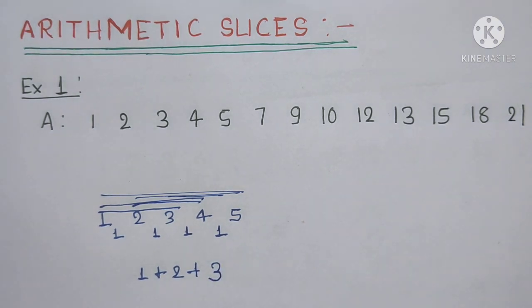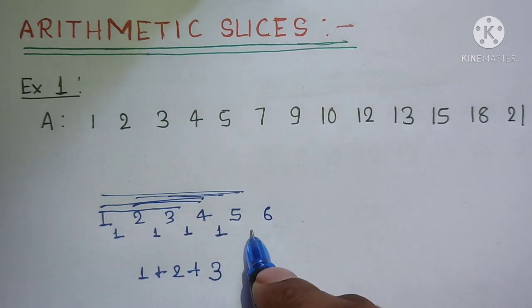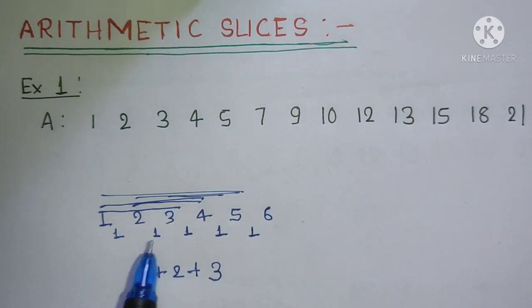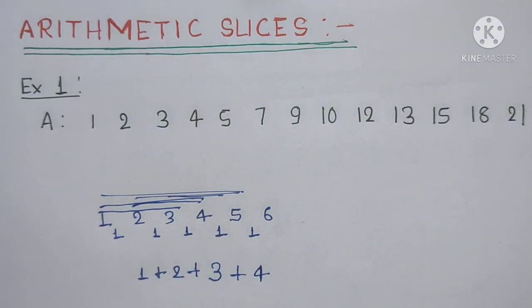I hope you get it. Suppose there is one more element having the same consecutive difference. So this time there will be 4 more arithmetic slices, that is 4 5 6, 3 4 5 6, 2 3 4 5 6 and 1 2 3 4 5 6. Okay, so this is the concept here.